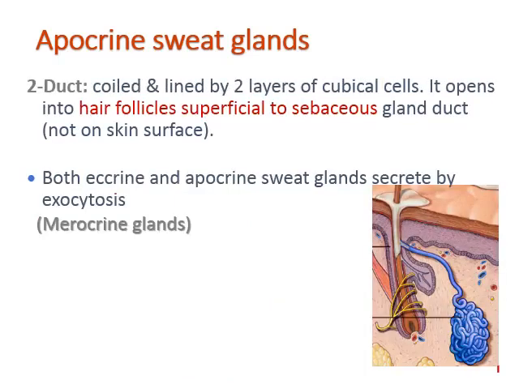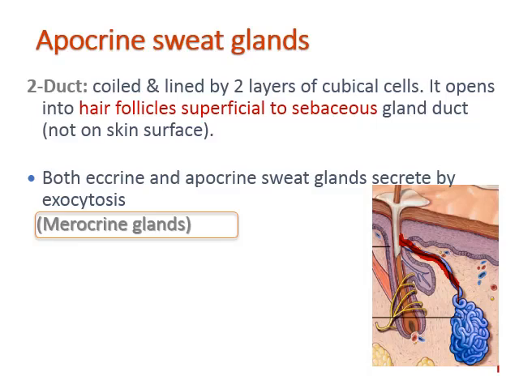Regarding the duct system of apocrine sweat glands, it is coiled in its pathway and lined by two layers of cuboidal cells, and each one opens into the hair follicle like this here, superficial to the sebaceous gland, not like the eccrine sweat gland, which opens on the surface of the skin.